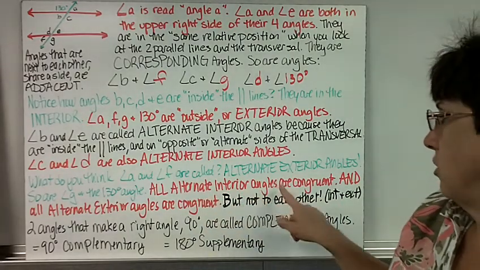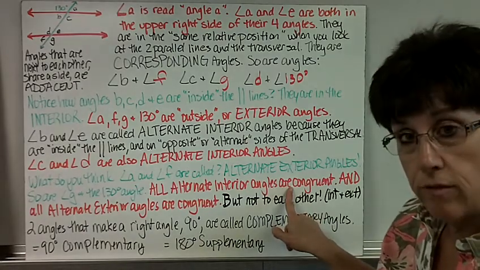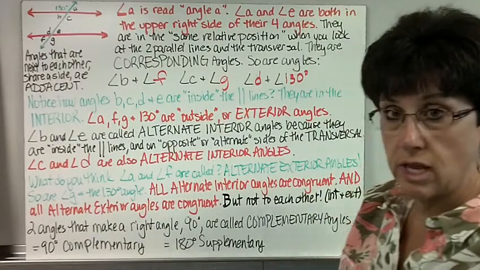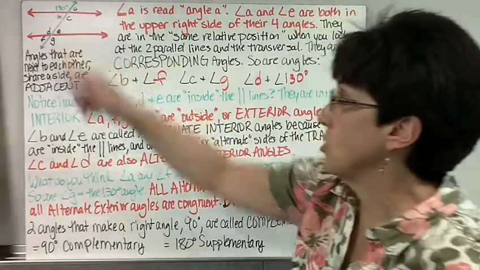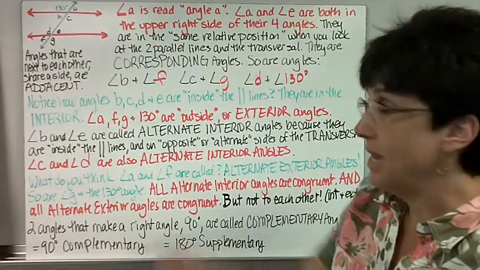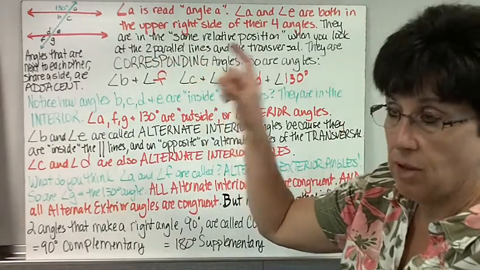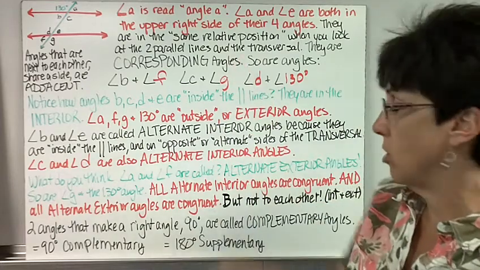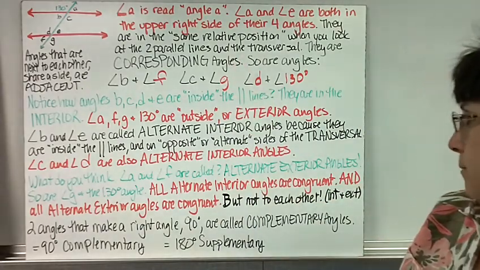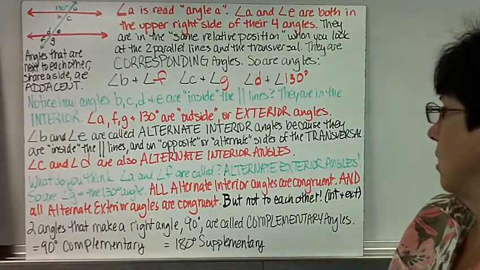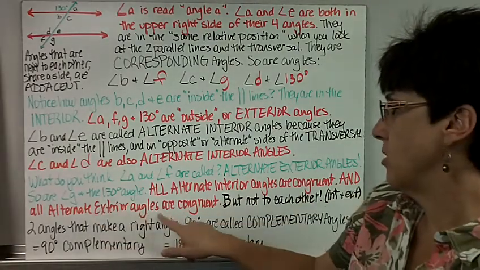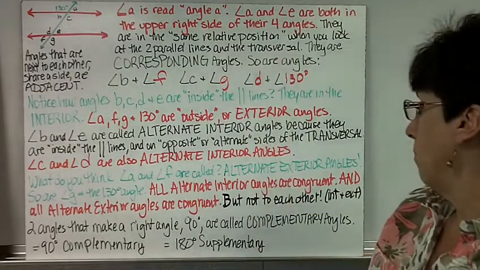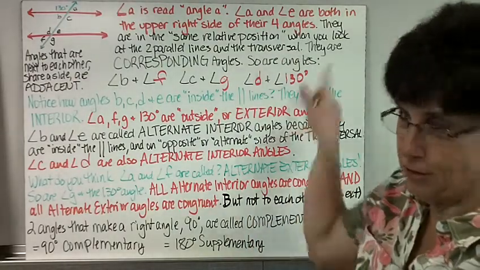All alternate interior angles are congruent. If you say angle C, you know that's congruent to angle D. Angle B is congruent to angle E. I'm not saying B, C, D, and E are all the same, because they're all interior angles, but they're not all alternate interior angles. I know it sounds a little bit confusing, but it's not. All alternate exterior angles are also congruent, so once you find them, they're the same measure. But they're not all congruent to each other.